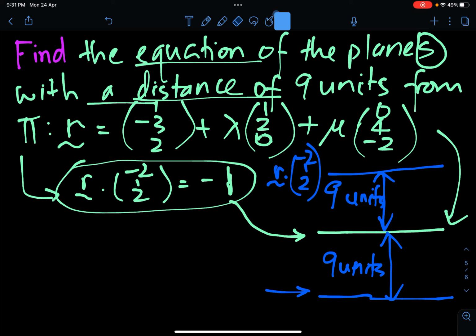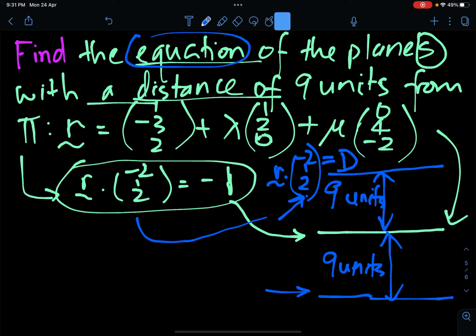So for two planes to be parallel, they must share the same normal. Which is why straight away I know that I can use this as the same normal, minus 2, 1, 2. Then that leaves me with this D that I need to find. What is this D? If I can find this D, that means I can answer the question. I can get the equation of the plane 9 units from this center plane.